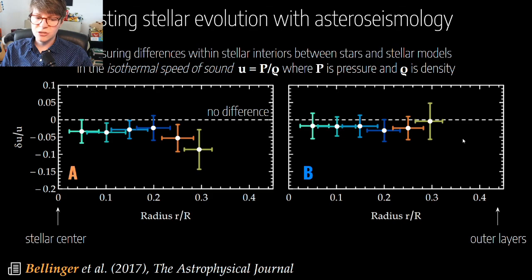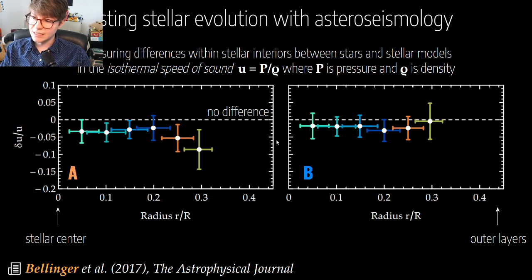So if that's not the correct internal structure, then what is? Well, we can use astroseismology to answer this question. Astroseismology is sensitive to the propagation of the sound waves inside of the star, and so it can be used to measure the speed of sound inside of the star more or less independently of these stellar evolution models.